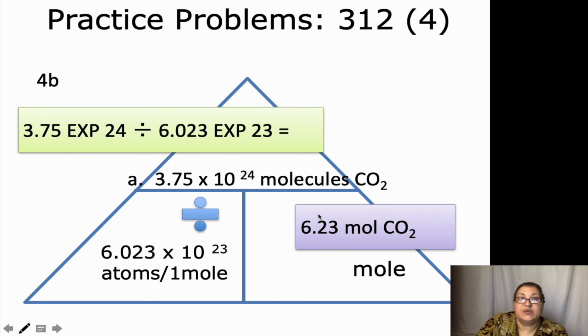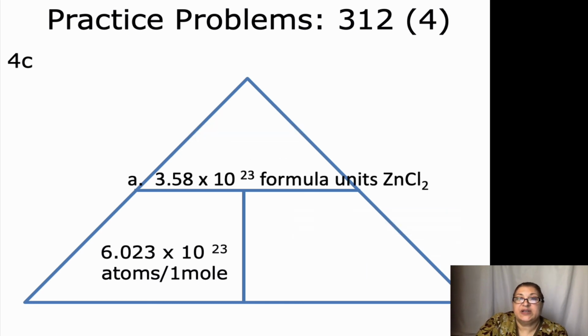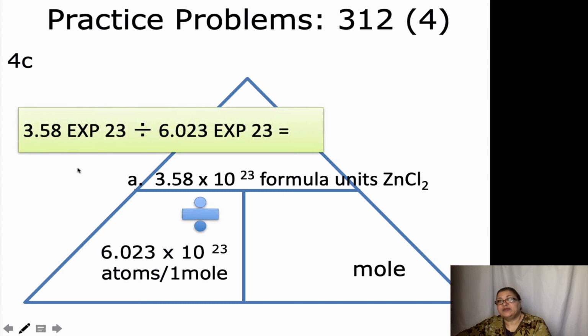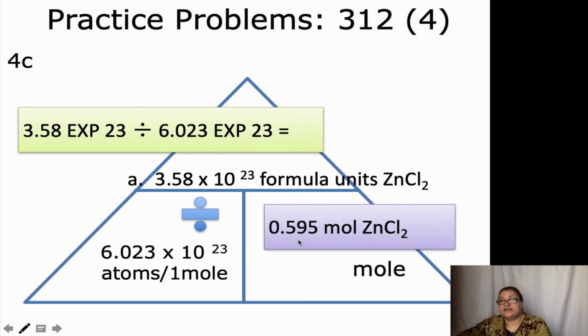I think I did one more. We started with 3.58 times 10 to the 23rd. Formula units are the same also. This one is ionic. And then we divide, so all of these we divide. 3.58 EXP 23 divided by 6.023 EXP 23, and this is the number you should get.